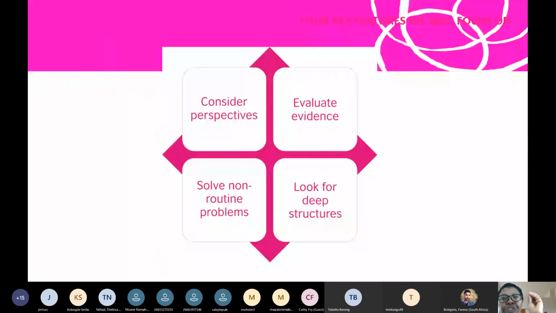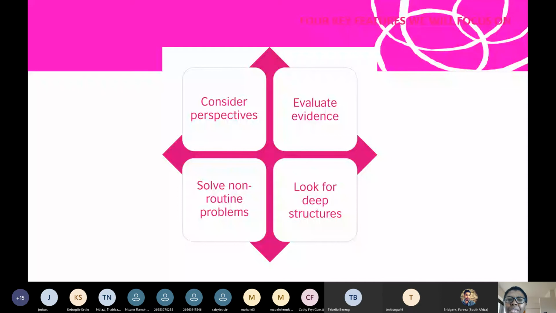And there are 4 features of critical thinking that we need basically to impart to our learners. These are the skills that the learners must have when they have been exposed to critical thinking and problem solving. They need to be able to consider perspectives. They need to be able to evaluate evidence, and they need to solve non-routine problems, and they need to look at deep structures.